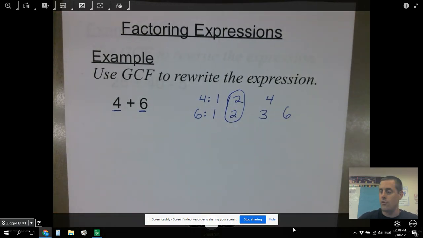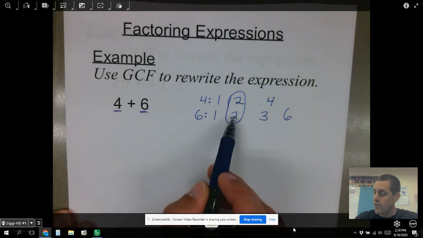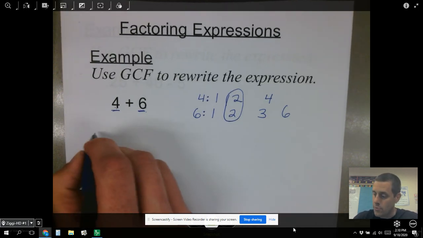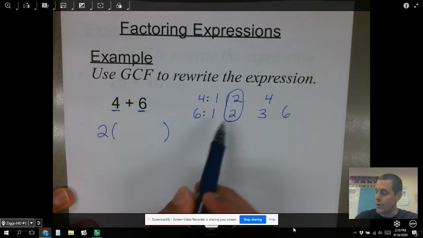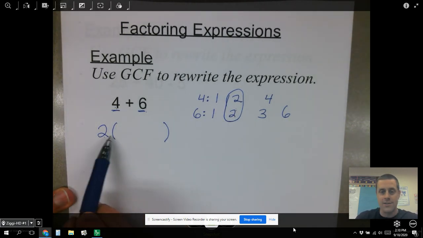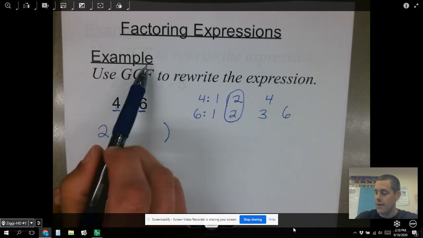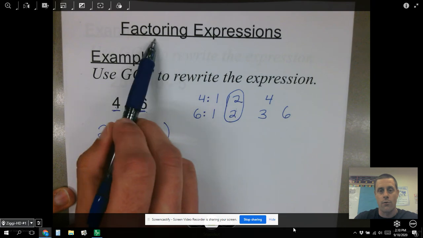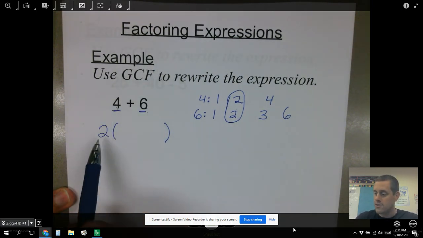That is the value that we are going to divide out of both of these terms. The greatest common factor is going to become the coefficient on a set of parentheses. So it is the number on the outside touching the parentheses. Now, because we are factoring, think of factoring as another word for dividing. We are dividing that coefficient out of both of these terms.